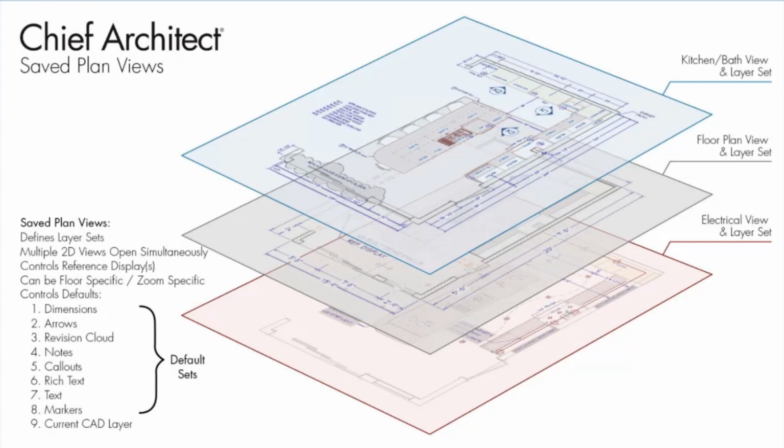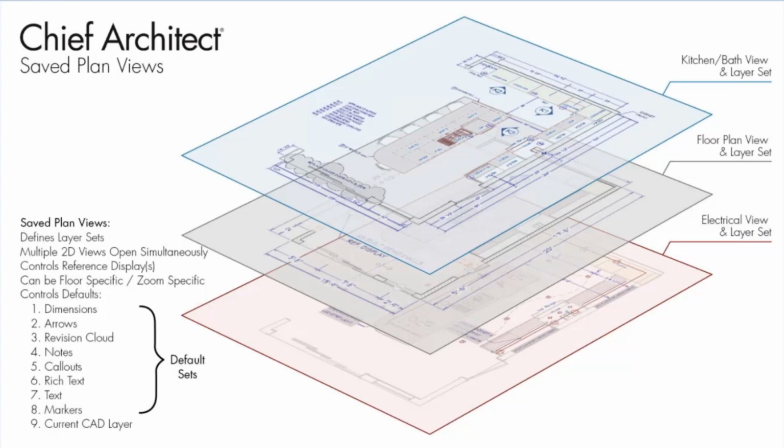Saved plan views, one, define your layer set. On the image here on the screen, your saved plan views would control your layer set. In this case, maybe a kitchen and bath view, a floor plan view, an electrical view. As you change your plan view, it will change those layer sets for you, and it has the things on that you commonly would use for those views. It's a great way to change it.